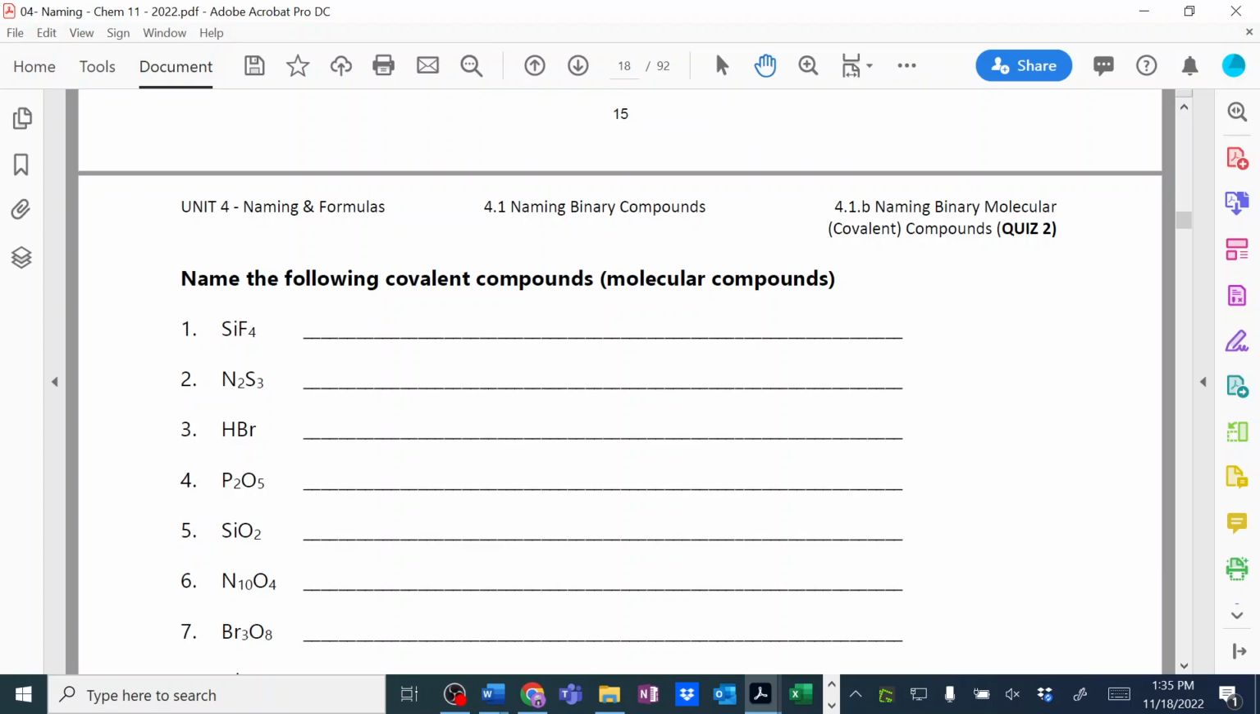It's always just the first syllable, first syllable and then ide. So it would be phosphide, not phosphoride. Oh, okay. Similarly, we didn't have nitrogide, we had nitride. Yeah. Okay, but yeah, there you go.